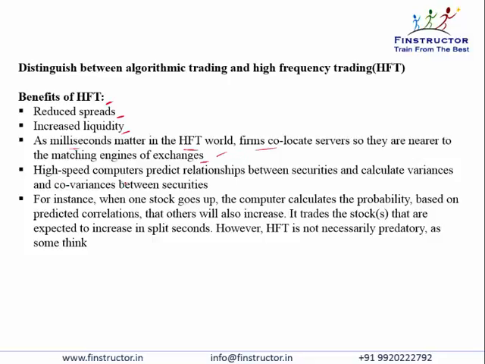So these programs try to predict the relationship between the securities and calculate the variances and covariances between the securities. For instance, when one stock goes up, the computer calculates the probability that a related stock will too. So if one steel stock, for instance Tata Steel or Chorus, goes up, then generally that is because of some steel price action or cost action. So it generally should impact all stocks in the sector. So the computer will calculate the probability that other stocks should also increase, and if they haven't yet increased, that means it's an arbitrage opportunity. So it will trade the stocks that are expected to increase in split seconds.